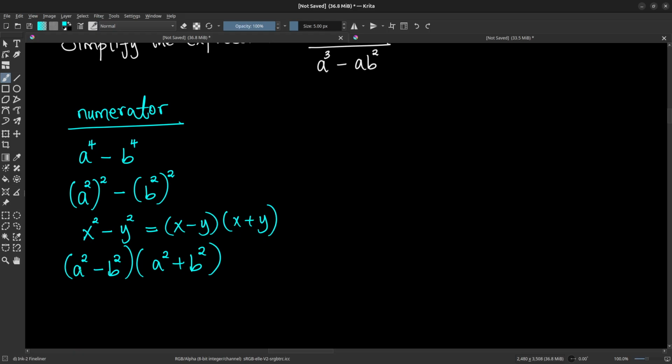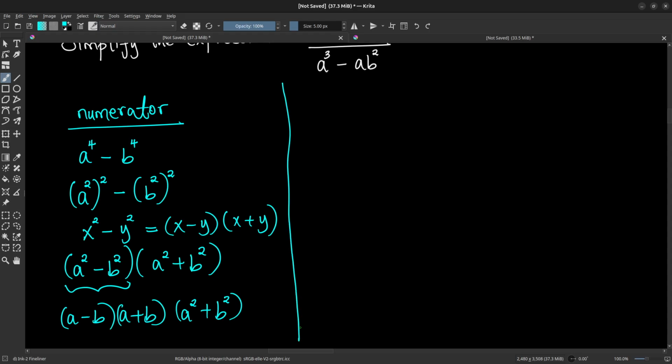So that is the simplification of the numerator, or we can take it further, because when you look at this a squared minus b squared at the start, this is also a difference of two squares. So this is the same as doing a minus b times a plus b, and then we still have this other term here, which was a squared plus b squared. So that is the complete simplification of the numerator.